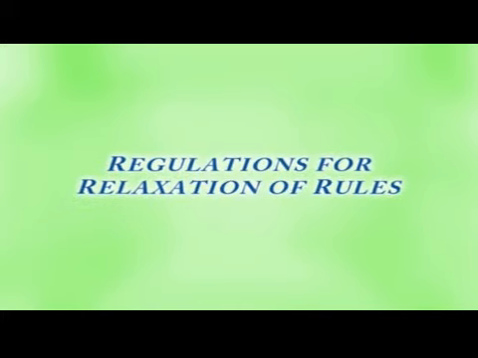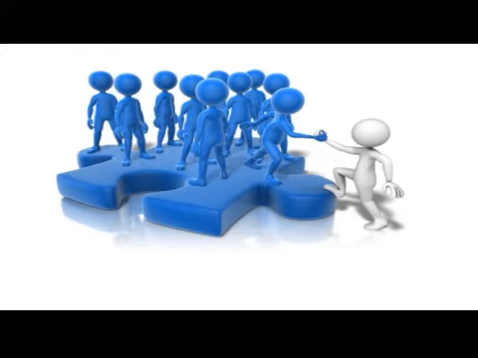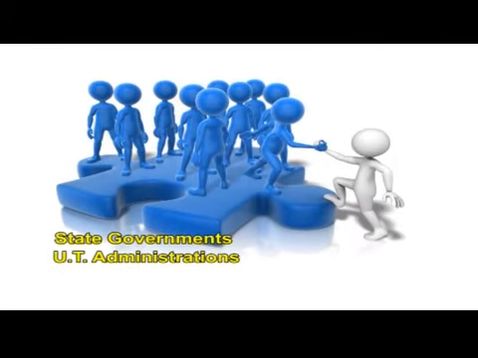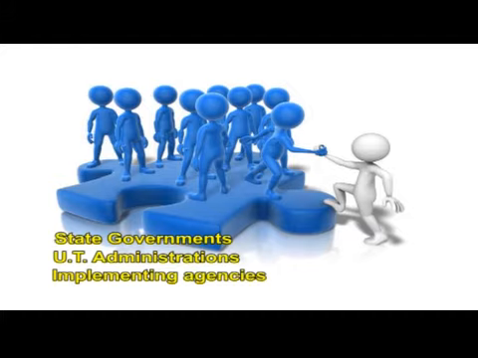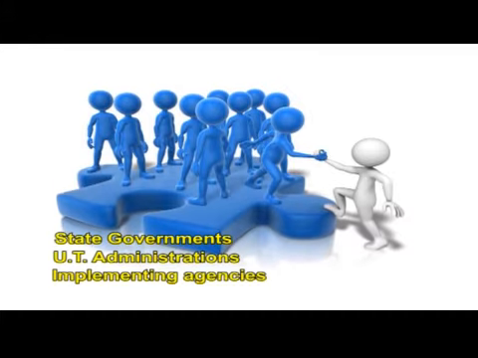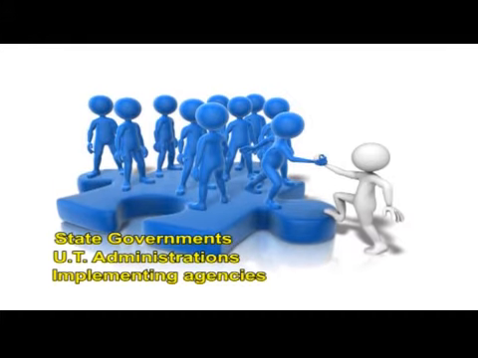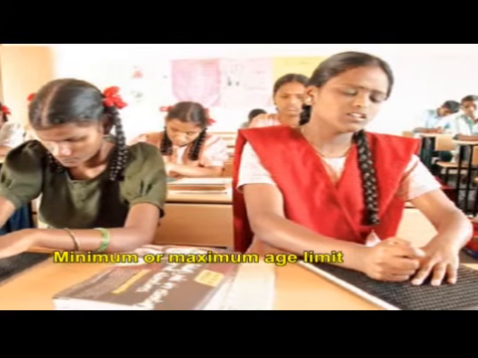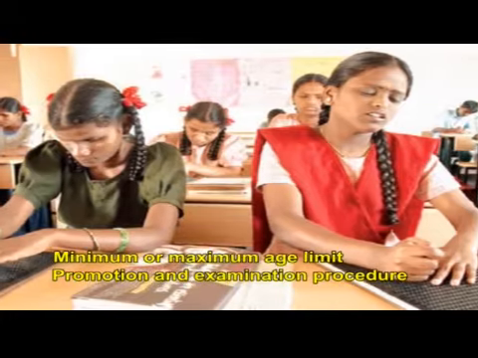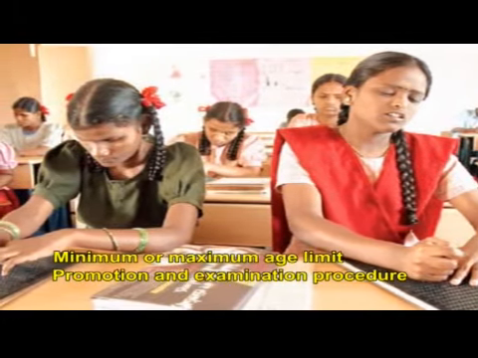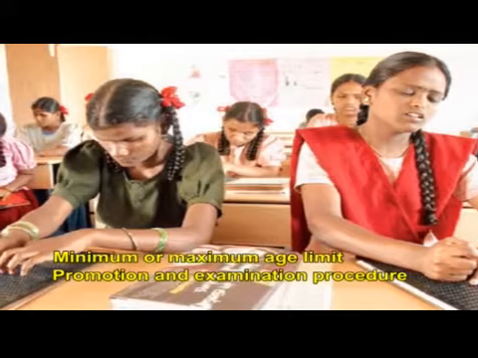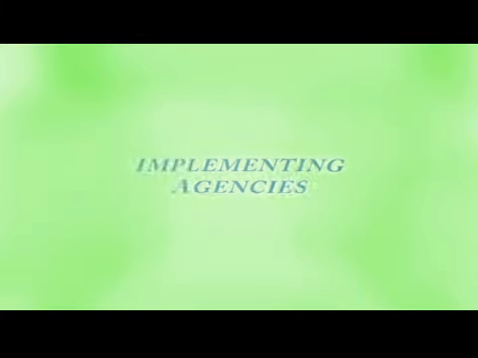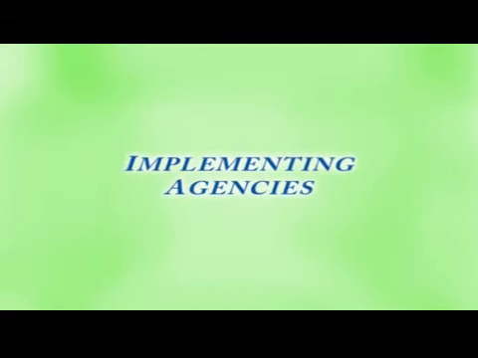Regulations for relaxation of rules. The state governments or the union territories, administrations, other implementing agencies will make provisions for relaxation of rules relating to admissions, minimum or maximum age limit for admission, promotion and examination procedure so as to facilitate in improving access of children with disabilities to education.